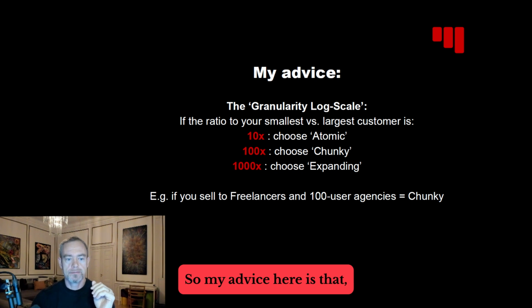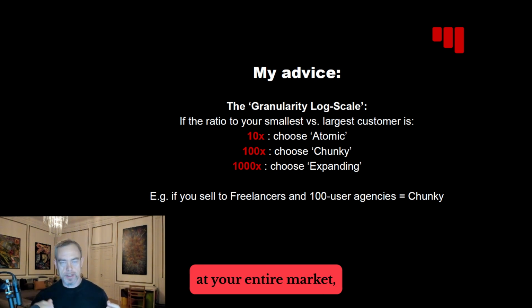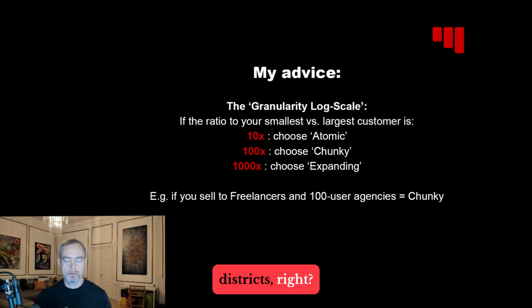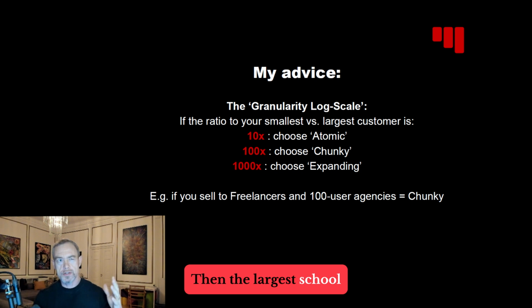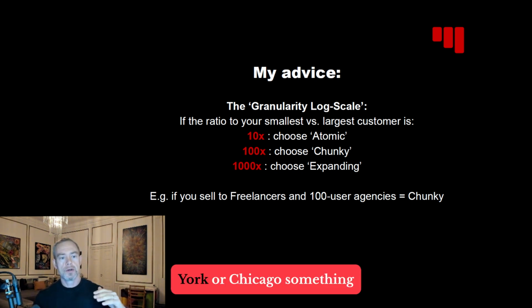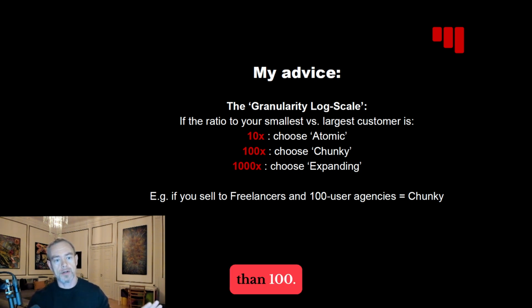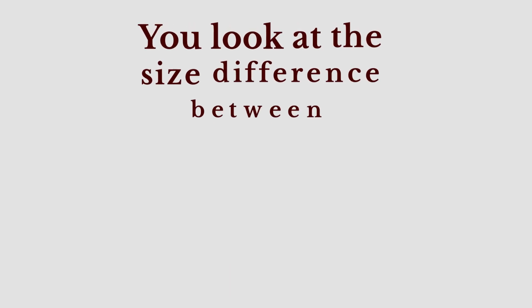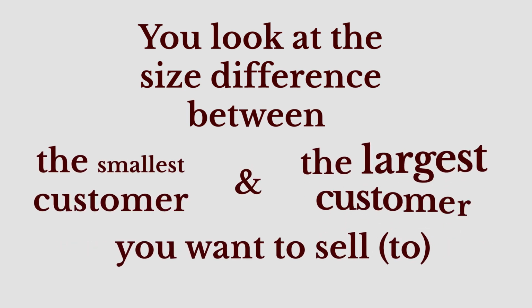My advice here is what I call granularity log scale. Look at your entire market. Let's say you sell to school districts, and you're selling software for teachers. The largest school districts in the US have around 100,000 teachers, like New York or Chicago. The smallest ones are going to have very few, at least less than 100. Then you look at the size difference between the smallest customer you want to sell to and the largest customer you want to sell to.